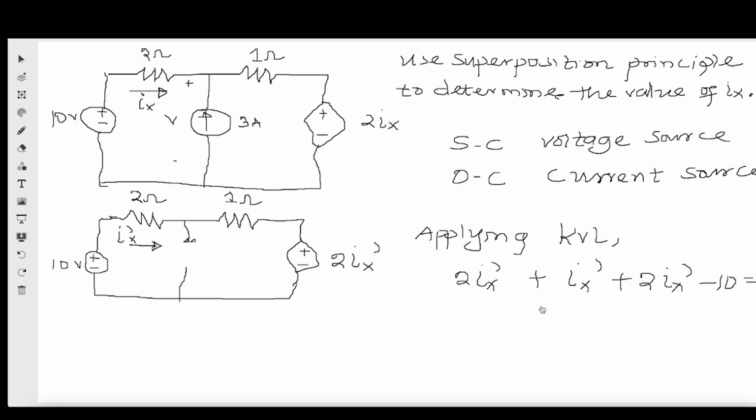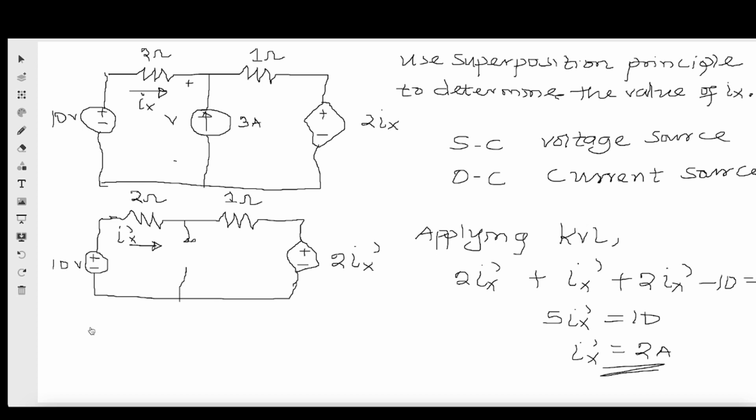So if I combine this, what will I have? I have 5 Ix prime equals 10, and therefore Ix prime is equal to 2 amperes. That is very, very simple and straightforward.